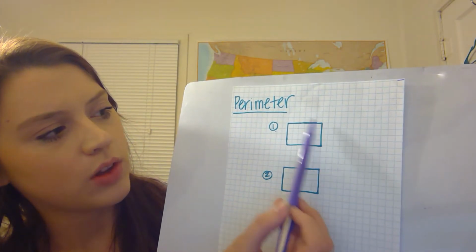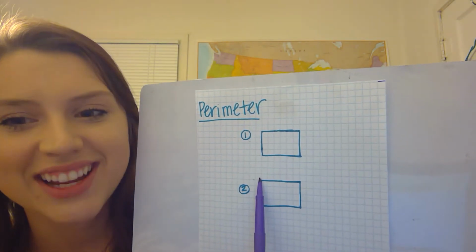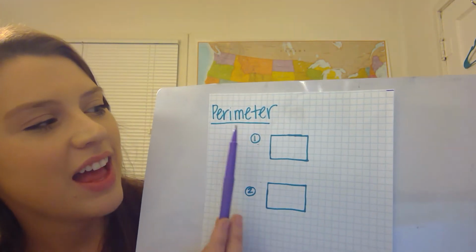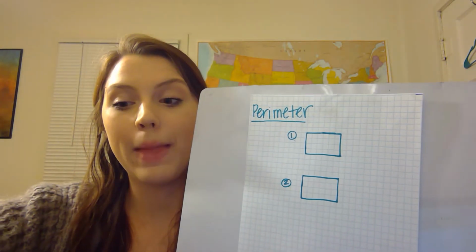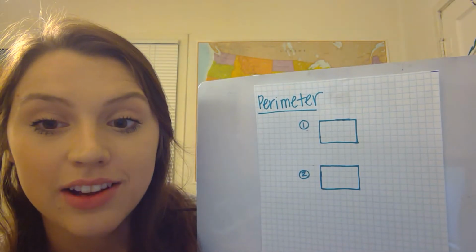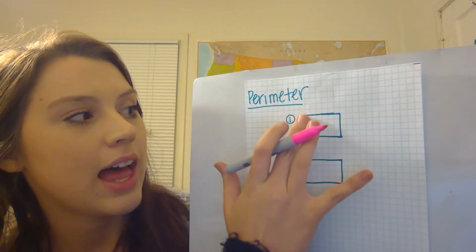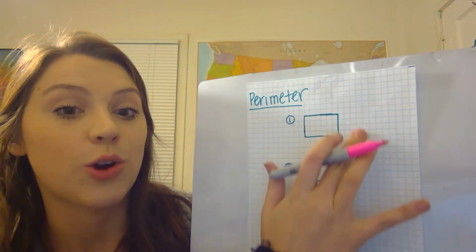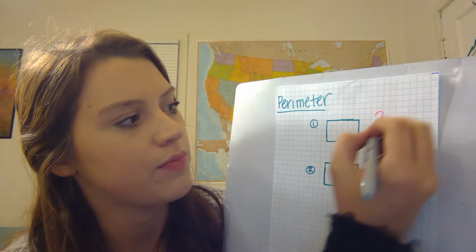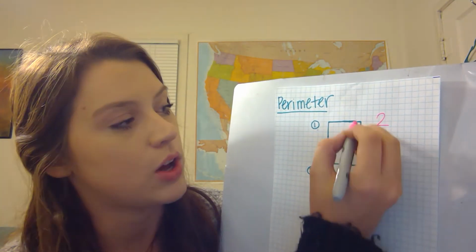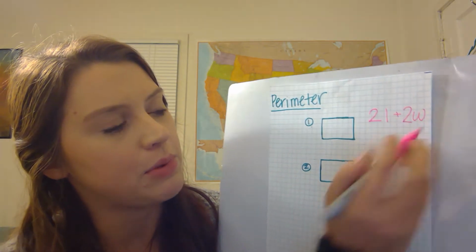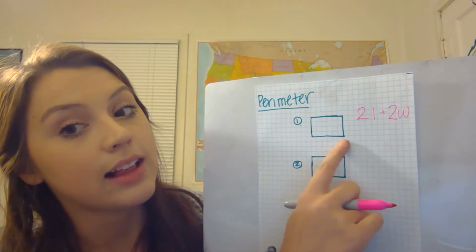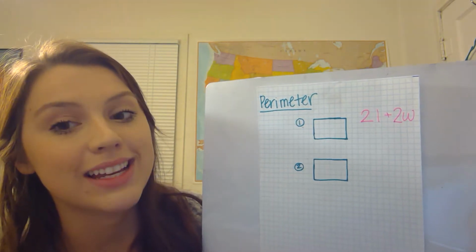Shape number 1, we have a rectangle. To find the perimeter of a rectangle, we need to add all the sides together. Perimeter, remember, means the total distance around the shape. Okay, so my problem is two sides on each. L plus 2W. Remember, length is how long it is, and the width is how wide it is.